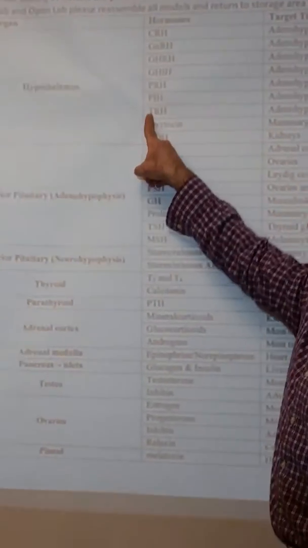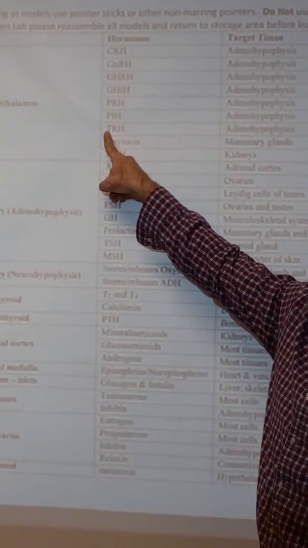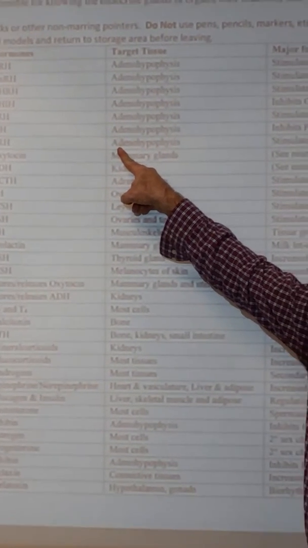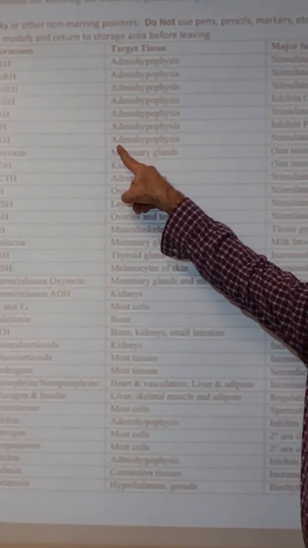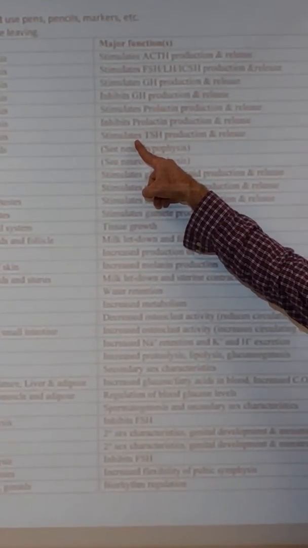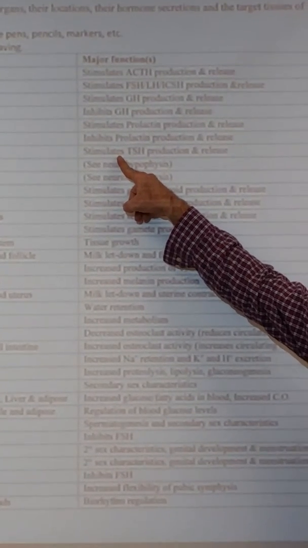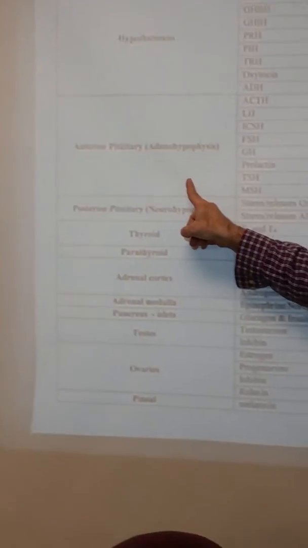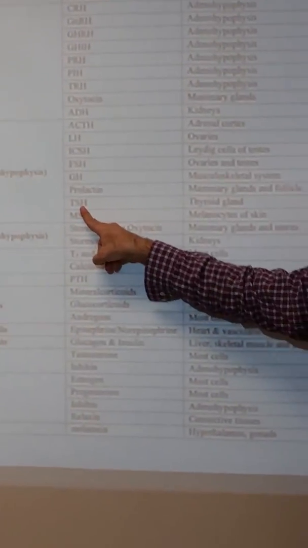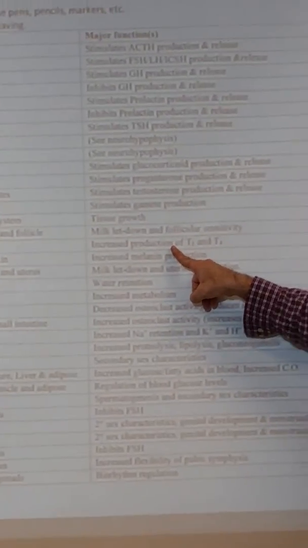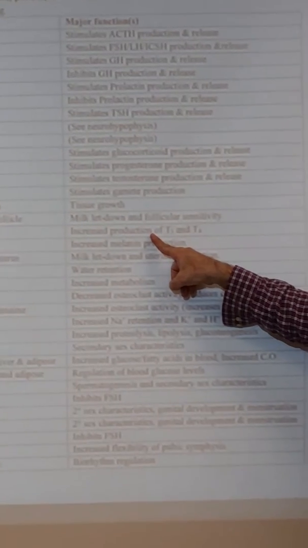The hypothalamus secretes TRH, thyrotropin releasing hormone. What does that do? It goes to the anterior pituitary, also known as the adenohypophysis. What does it tell the anterior pituitary to do? It tells it to make and secrete TSH, thyroid stimulating hormone. What does thyroid stimulating hormone do? Don't know yet. Let's go look at it. Anterior pituitary secretes TSH, which goes to the thyroid gland and tells it to make thyroid hormones, T3 and T4. What does T3 and T4 do? I don't know yet. Let's go check it out.